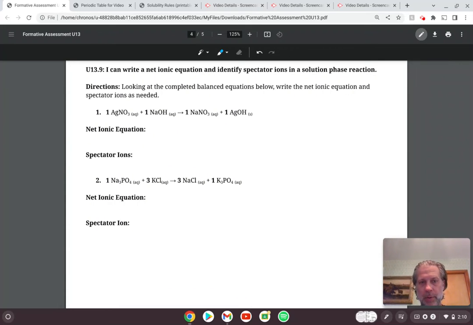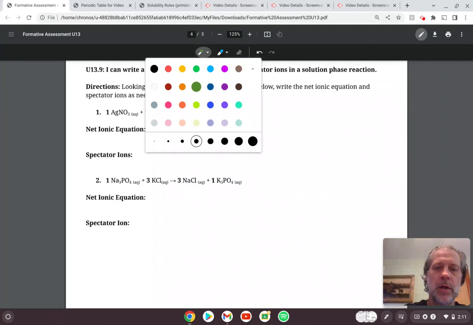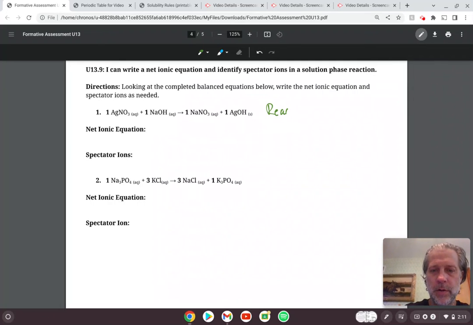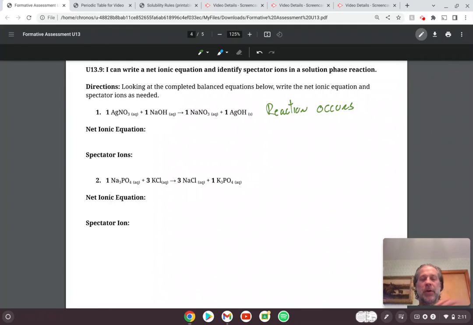And in this particular problem, we've already done the work of writing the equation for you, and we've already predicted the products. So in the case of the first one, we see that we have an aqueous product in NaNO3, and we have a solid product in AgOH. So this reaction occurs. Now, it occurs because the AgOH is what's driving the reaction, or is what's being produced. It's the solid. So we're going to write the net ionic equation for that.